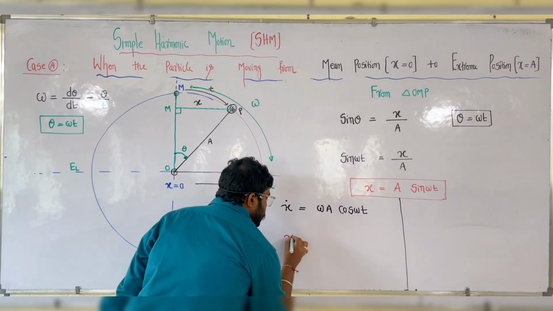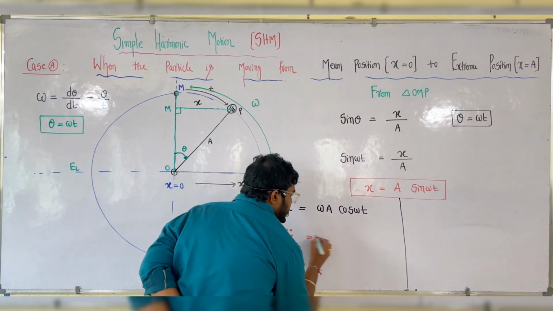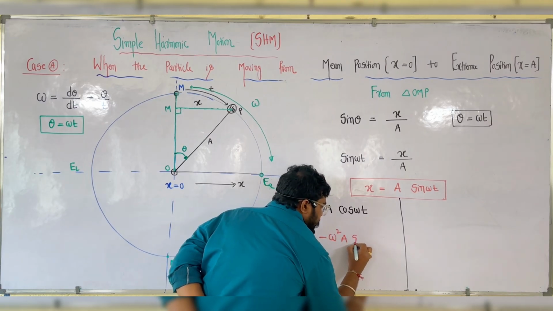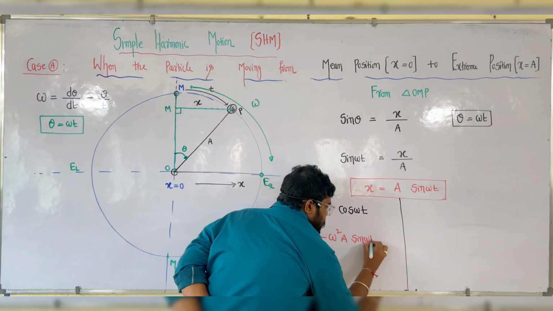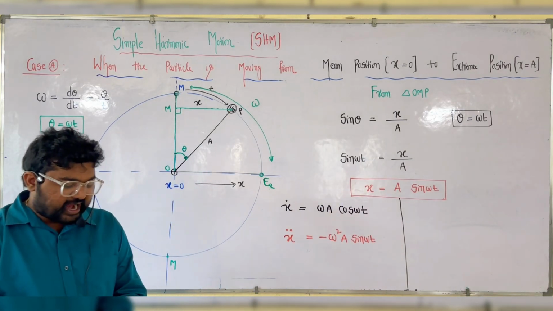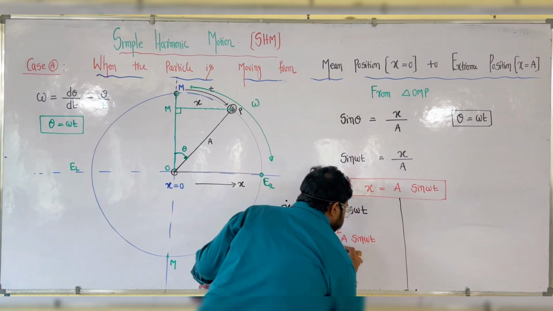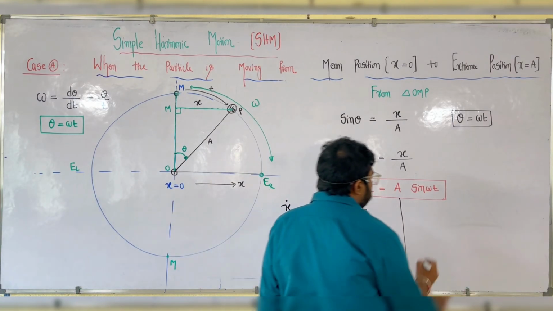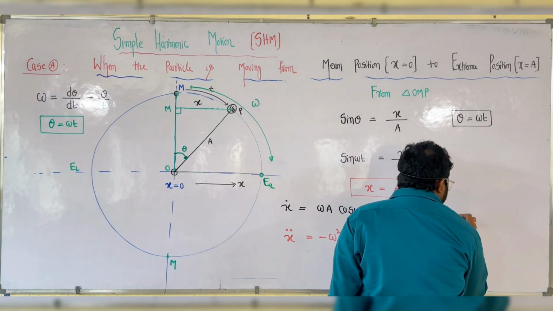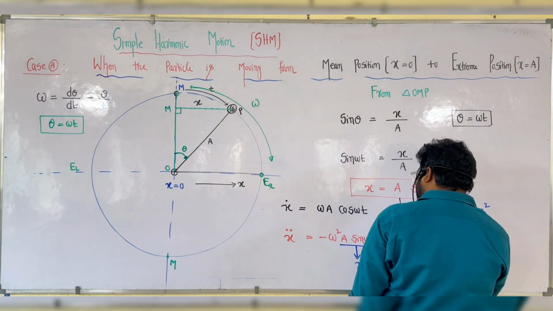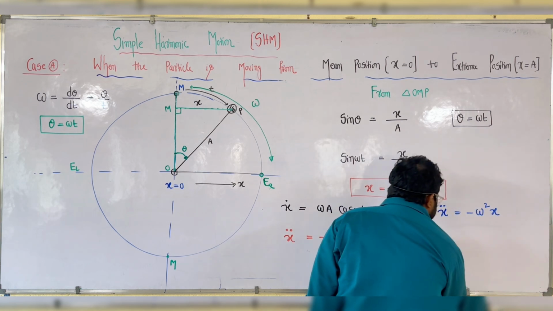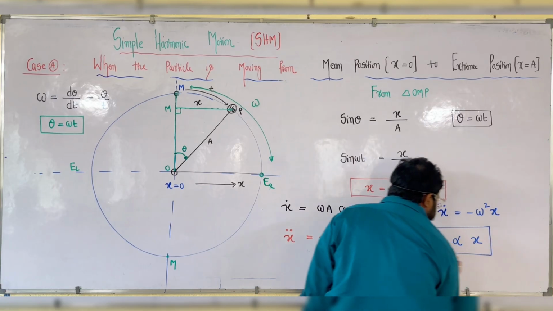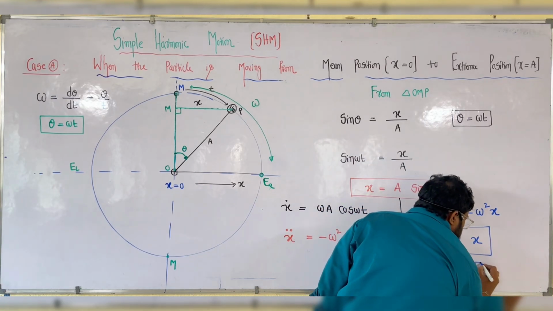X double dot can be written as minus omega square A sin omega t. This A sin omega t is x. Then x double dot can be written as minus omega square into x. X double dot is directly proportional to x. It follows SHM.